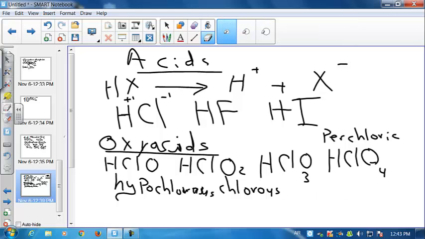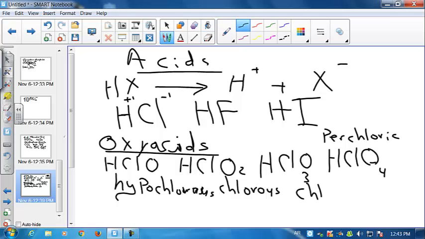Chloric and perchloric. So again, oxygen 1, 2, 3, 4. So it's hypochlorous, chlorous, chloric, perchloric. Let us make it like this: we memorize only chloric 3 and chlorous 2. Less than 2, it is hypochlorous. And 4 is perchloric, more than 3 oxygen, more than chloric.